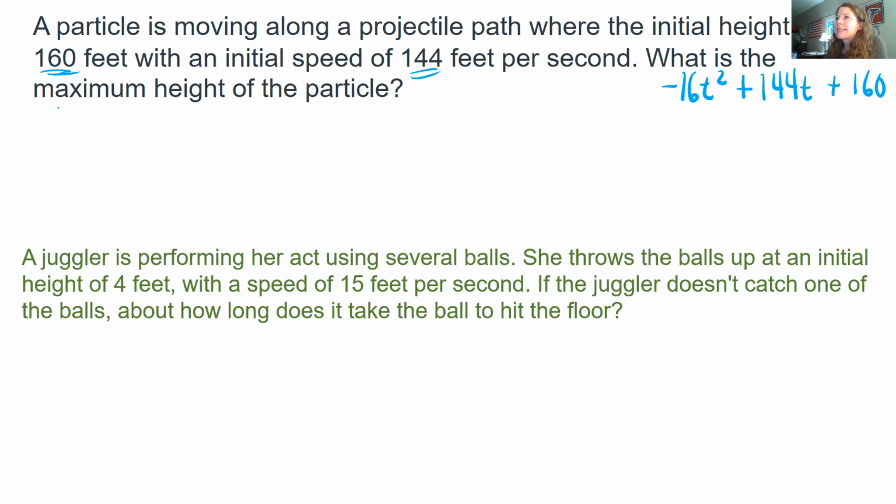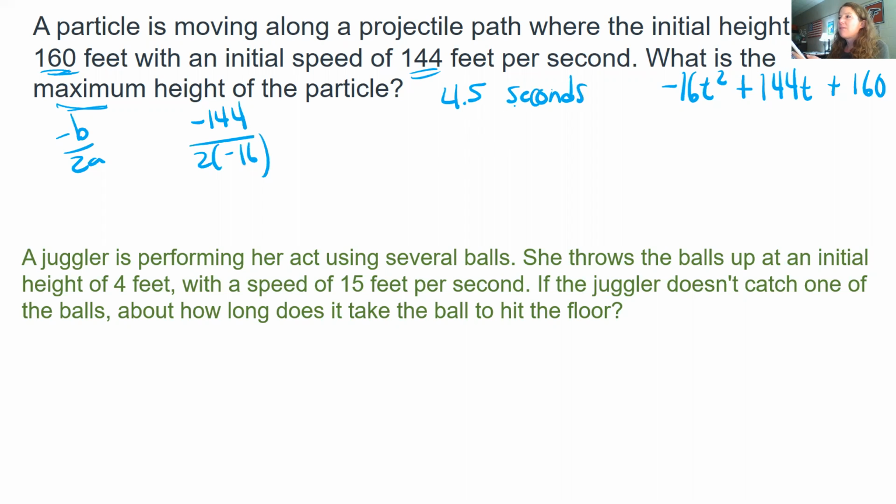So when it says maximum, that means negative b over 2a. So we're going to do -144 divided by 2 times negative 16. So that would be negative 144 divided by negative 32. And I got 4.5. 4.5 seconds, which doesn't answer our question yet.